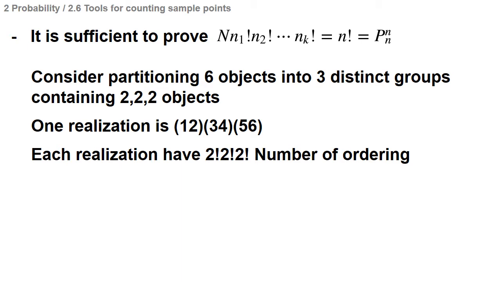Let's think about this situation. Consider partitioning 6 objects into 3 distinct groups containing 2, 2, and 2 objects, and one realization would be 1, 2 as one group, 3, 4 as one group, and 5, 6 as one group.